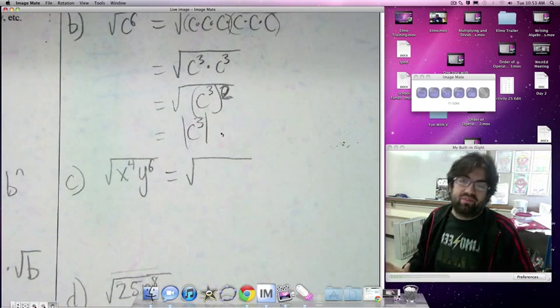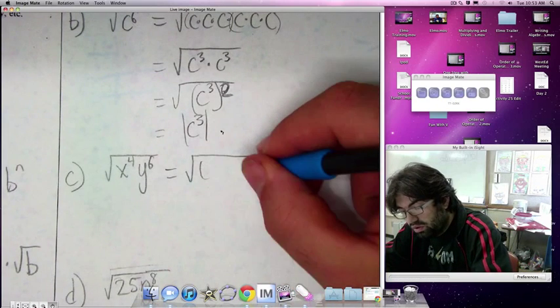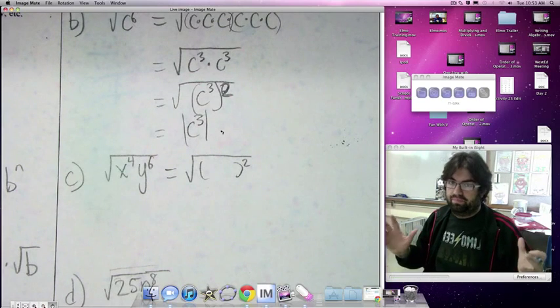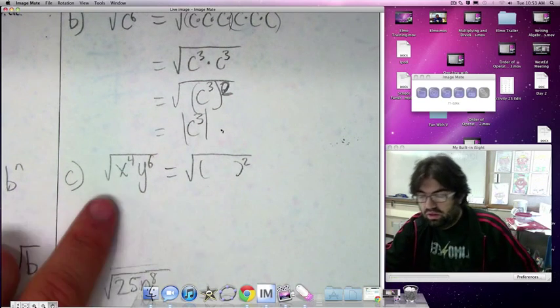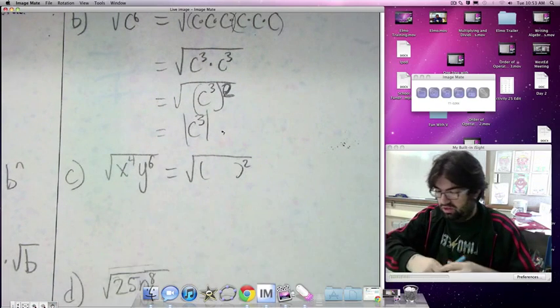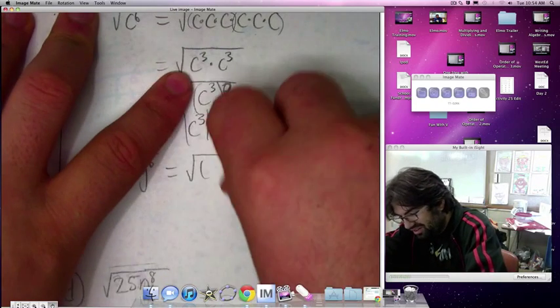Mr. V, do we have to write this out completely every time? No. I know I need to get something to the second power. That's what I need. Do it case by case. Oh, wait, sorry. That's not how I was going to do this one. Where's my eraser? I was going to do this one a little different.